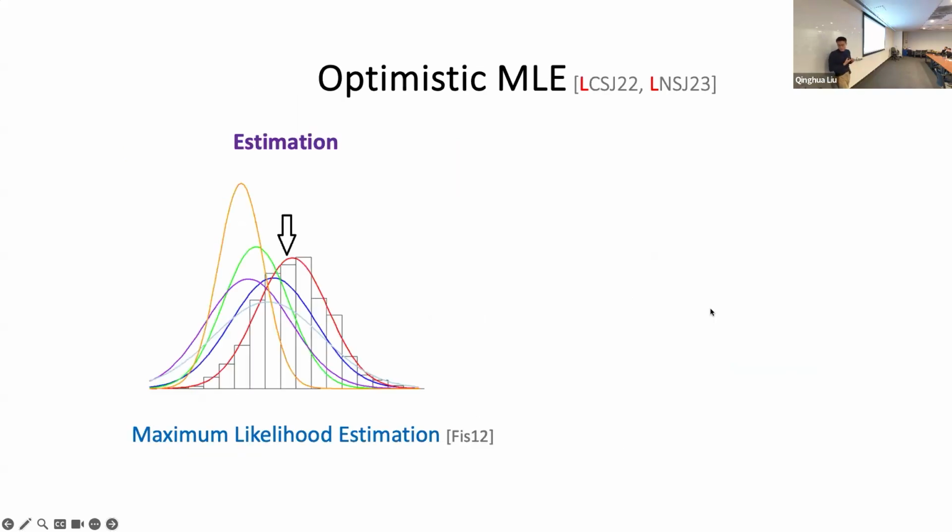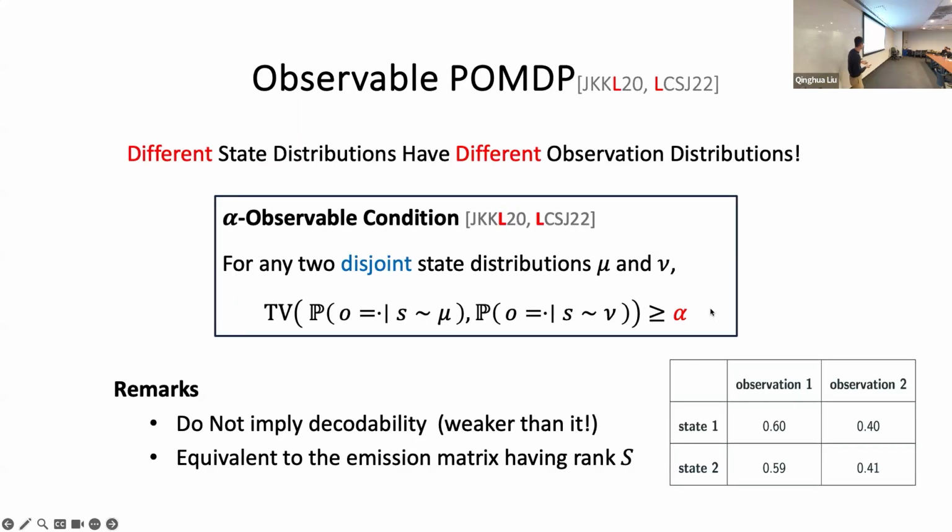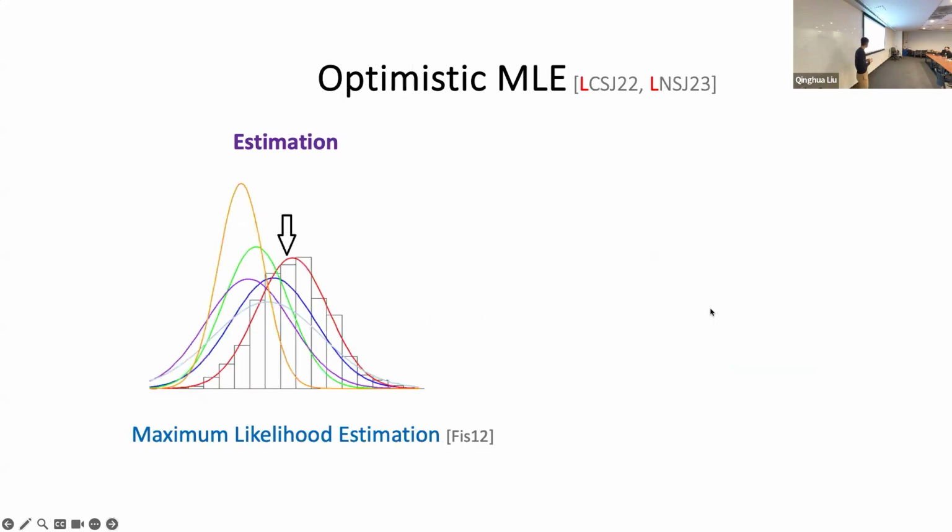So okay, now we have this seemingly nice condition. The next question we would like to ask is: is it sufficient for sample efficient learning? To show you this is indeed sufficient, I want to first introduce a simple algorithm called optimistic maximum likelihood estimation.